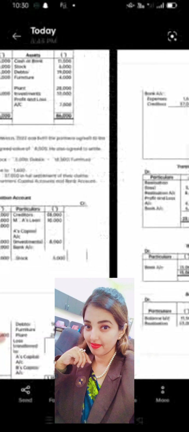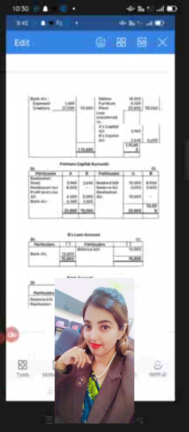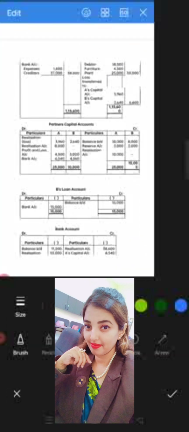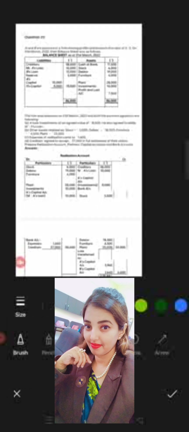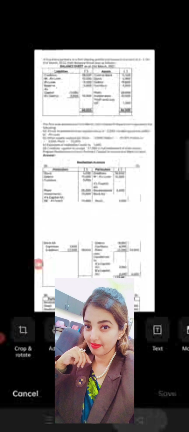So here you are going to take the balance brought down from the balance sheet, then the reserve will be shared in 3/5 and 2/5, and the realization 10,000, that is nothing but the liability, Mrs. A's loan 10,000, will be shown on the credit side, and the loss, whatever loss you have got here, you are going to show here in the partners' capital account. And this is an investment, whatever investment I showed in realization, that investment you are going to show on the debit side. And the profit, you can see the profit here. Whatever this profit is, this 7,500 will be distributed in 3/5 on the credit side, and on the debit side.